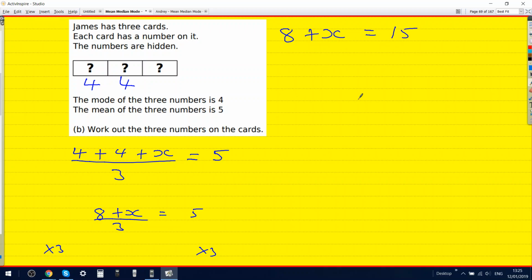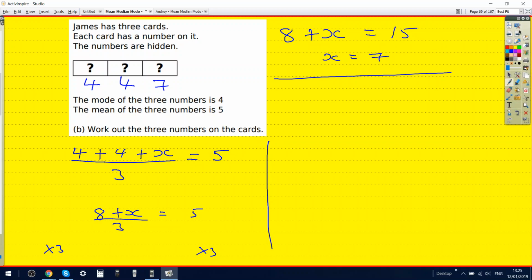And so what is x? 7. Yes, so x is 7, and so that missing number is 7. So it seems like a long way to do it, but it's easier for bigger questions. If the mode is 4, then two of the numbers have to be 4, and then you just do 4 plus something divided by 3 gives you 5, because the mean is 5, and that's how you find the mean, and then you solve it from there.